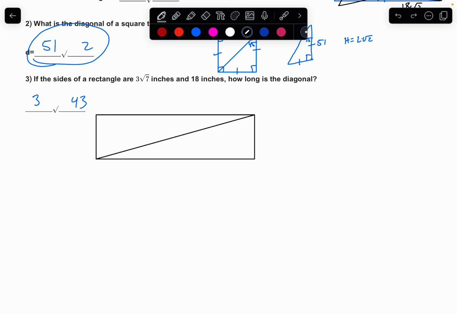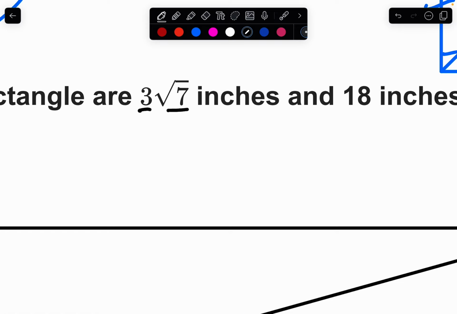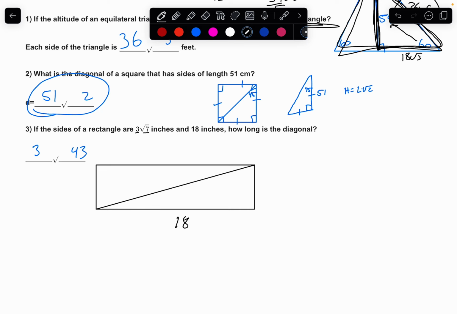It says that the sides of the rectangle are 3 root 7 and 18. Well, I would make 18 the longer one. Like, make it look right. Like, if it looks longer, make it longer. Right? Because 3 times root 7 is like 3 times 2 point something. That's like 6, somewhere between 6 and 9. So I know it's less than 18. So this is my triangle here.